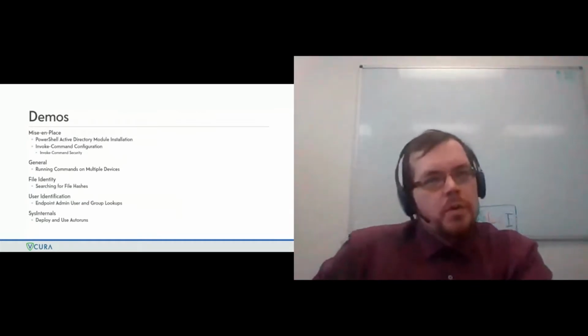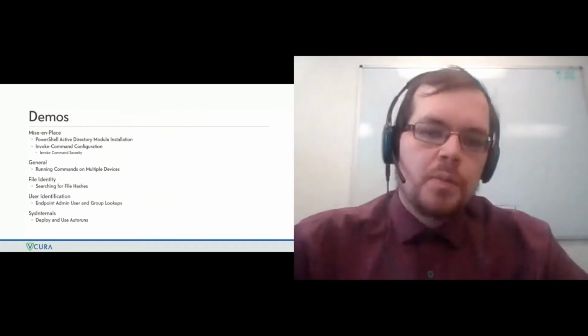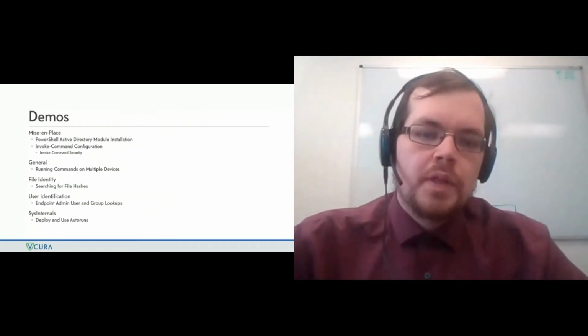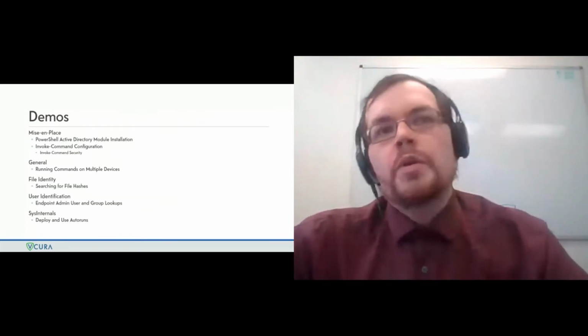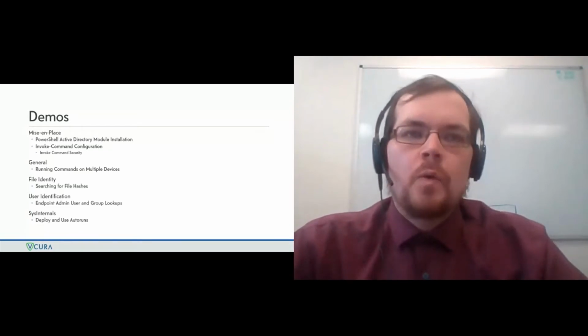So for the demos, we're going to go over a bit of the housekeeping, some of the few things that are required in order to use any of the code that we have below. And then we're going to go through a couple of example threat hunts. So we're going to be looking for file hashes. We're going to look for members of admin groups on endpoint workstations, and then we're going to deploy and use Autoruns also from the Sysinternals suite.